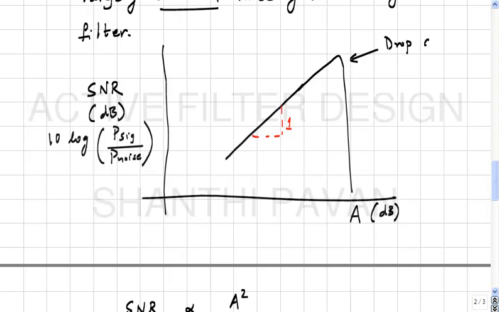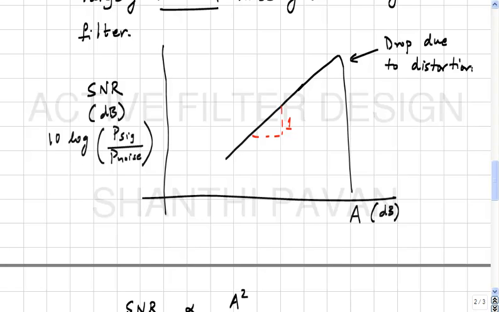Drop due to distortion. In other words, we already know that the filter can only handle a certain given signal level; it cannot handle arbitrarily large signal levels.